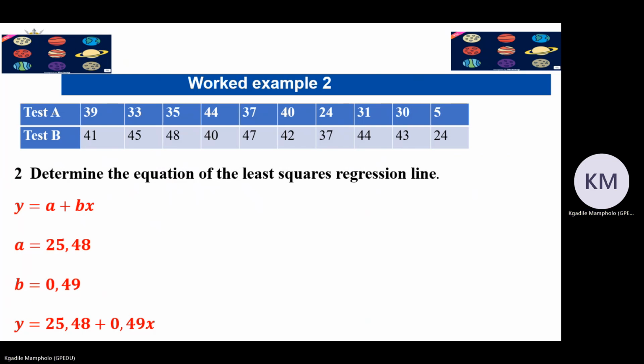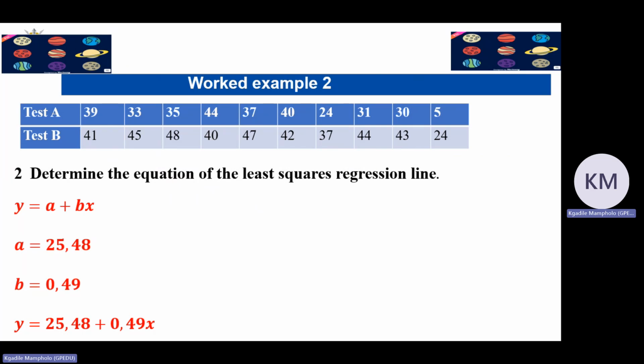So now to get A, you just press Shift, option 1, option 5, then option 1. Then you get A. There it will be 25,48. Because you pressed AC to save the data, to get B you don't start from the beginning. You just start with Shift, option 1, option 5, then option 2. Then you will get B.